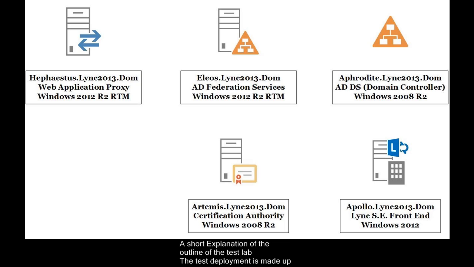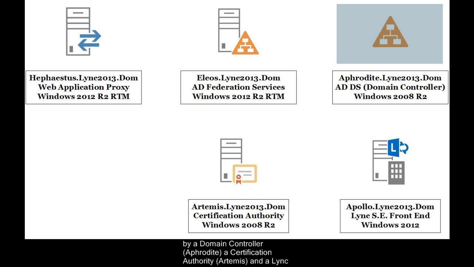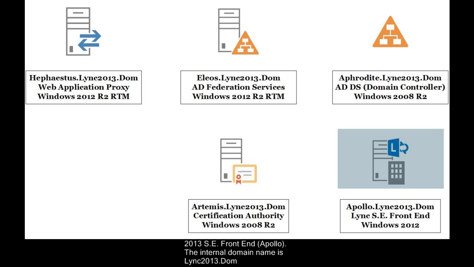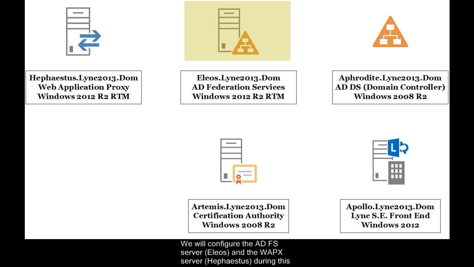A short explanation of the outline of the test lab. The test deployment is made by a domain controller, Aphrodite, a certification authority, Artemis, and a Lync 2013 SE front end, Apollo. The internal domain name is Lync2013.dom. We will configure the ADFS server, Elios, and the WAPX server, Hephaestus, during this webcast.